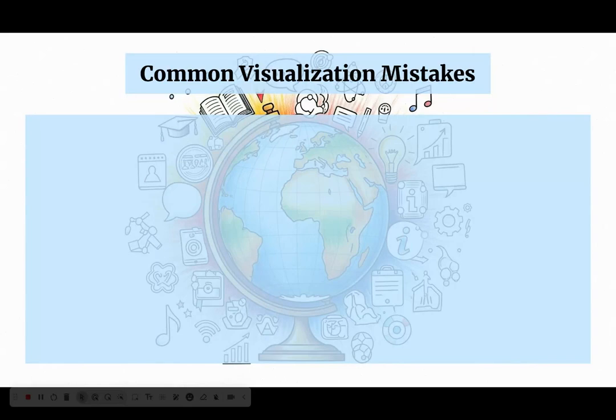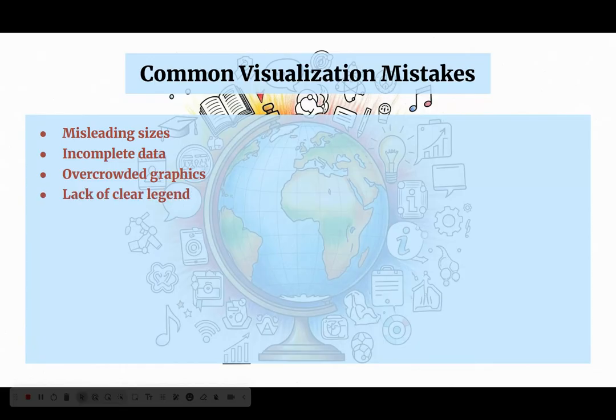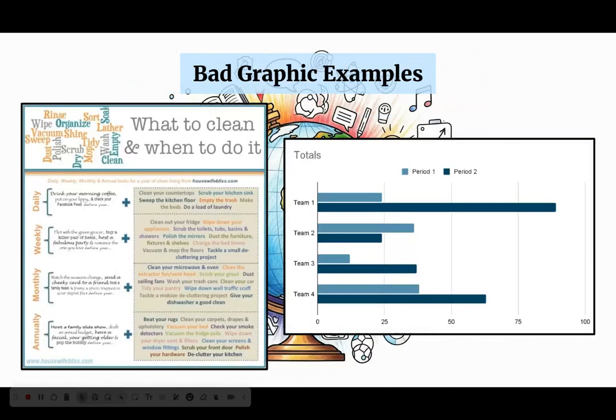Some common mistakes you'll see with visual data. You might see misleading sizes where things are bigger or smaller than they actually are supposed to be in real life. You might have incomplete data where you don't have enough information to know what's going on because you don't have all the facts. On the other hand, you might have overcrowded graphics where there's so much information that it's hard to really see what you're supposed to know. And then there's a lack of clear legend, so sometimes if you're color coding things or using symbols to show different stuff, they usually want to have a box off to the side that explains what each color or symbol means. If you don't have that there, then it's very hard to understand what the information is.